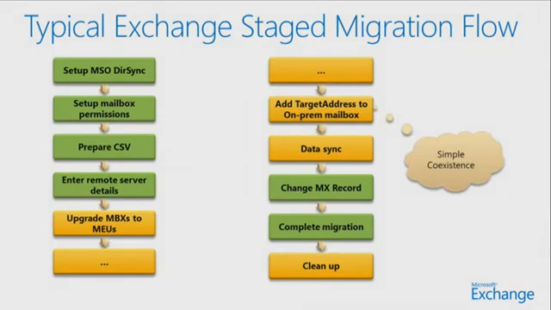So here's the migration flow for this. Typical DirSync setup. Set up mailbox permissions, prepare the CSV files, enter the remote server details, upgrade mailboxes, add target address to on-prem mailbox, data synchronizes, you change the MX records, complete the migration. So in this section right here, this is where you're in simple coexistence. You're going to have some mailboxes online, some mailboxes on-prem, and you'll have a simple coexistence until you change the MX records. Once you have migrated everybody to the cloud, then you'll change the MX records.